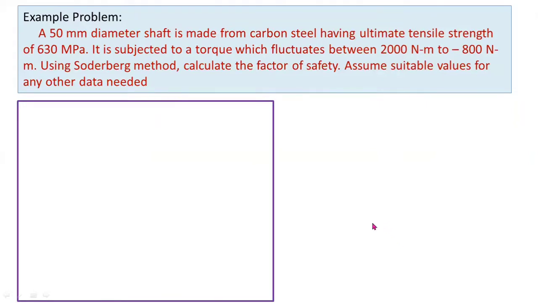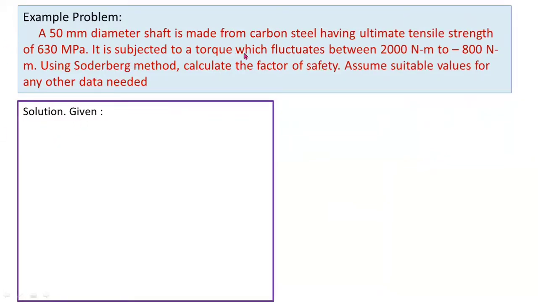Coming to the example problem. A 50 mm diameter shaft is made from carbon steel having ultimate tensile strength of 630 megapascal. It is subjected to a torque which fluctuates between 2000 Newton meter to minus 800 Newton meter. Using the Soderberg method, calculate the factor of safety. Assume suitable values for any other data needed.